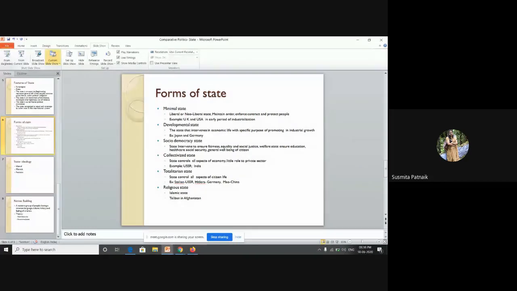So in those cases, what will happen? The state can be a minimal state. We can give the example of the UK and the USA. During the period of industrialization, the state emphasized the growth of the people, the economic growth of the people by the process of industrialization. This is called a minimal state. Minimal state means that after the persons have been protected, the state has minimal right. But before that, before the person was protected, the state had maximum right.